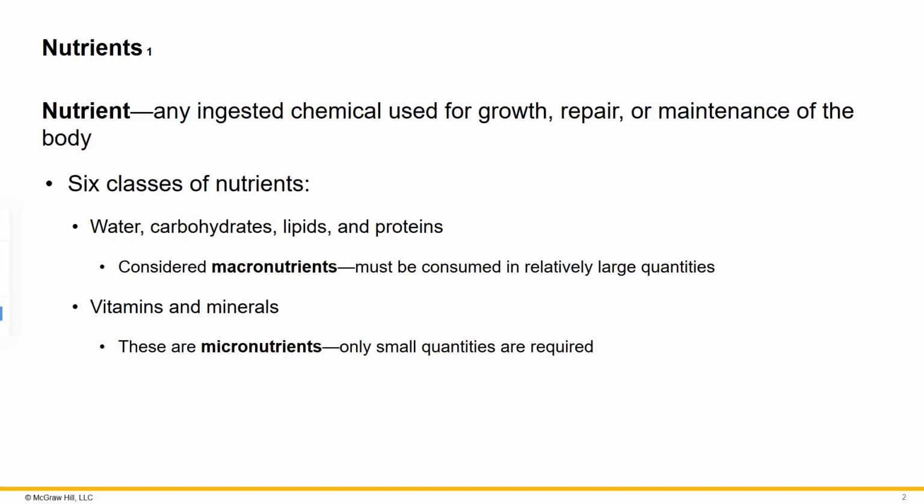Nutrients are any ingested chemical used for growth, repair, or maintenance of the body. There are 6 main classes of nutrients. Water, carbohydrates, lipids, and proteins are considered macronutrients. They must be consumed in large quantities, while vitamins and minerals are micronutrients. They only need to be consumed in small quantities.